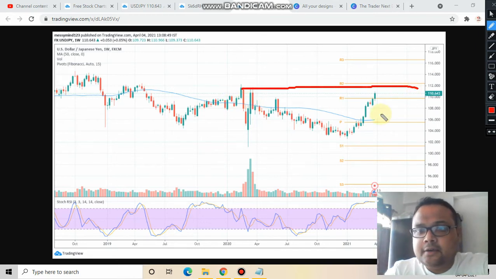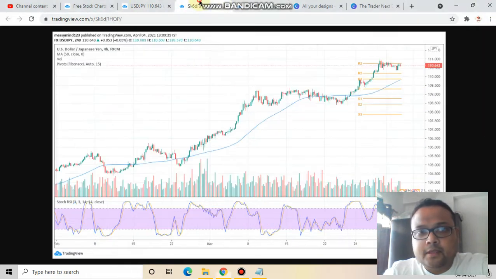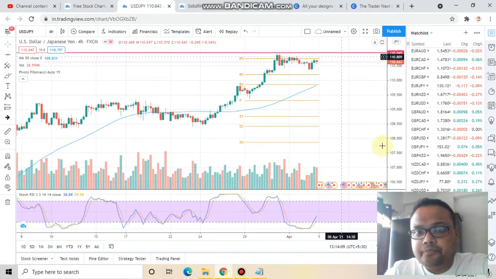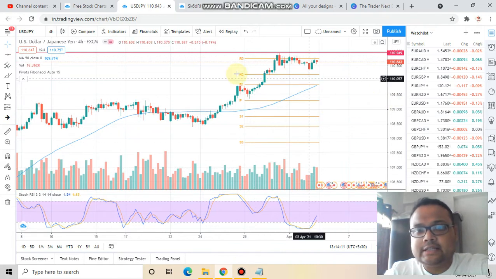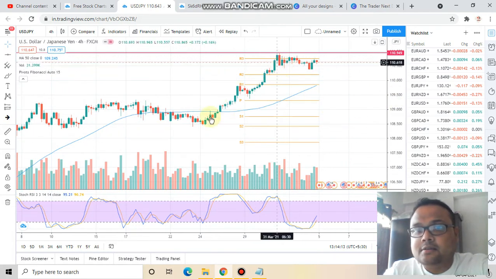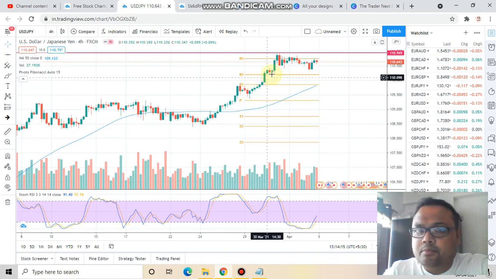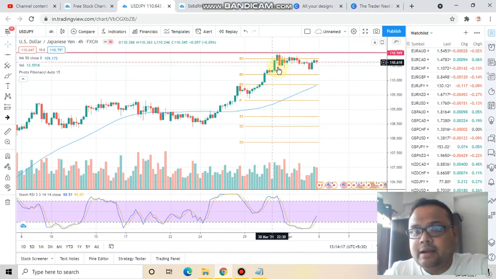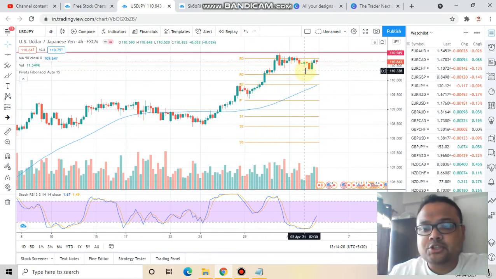As you can see, the market has already entered the resistance zone right now. If I switch to the normal chart, we can see the market was in an uptrend, a bullish run, and right now the market is flat. As I just mentioned, the market has entered the resistance zone, but overall the trend is very bullish. So the bulls are not ready to go down that easily.